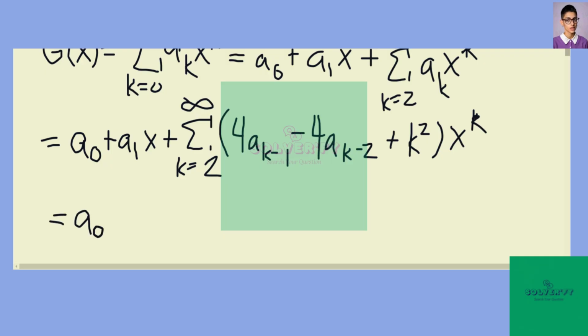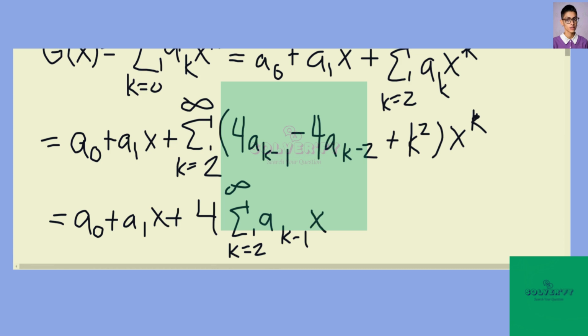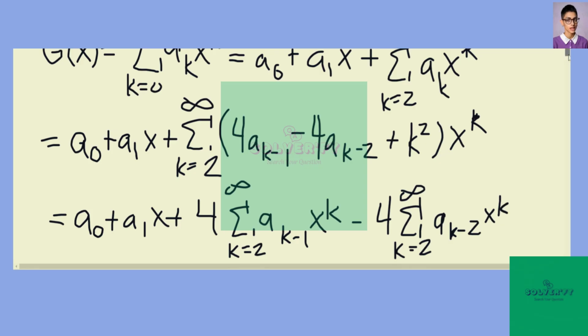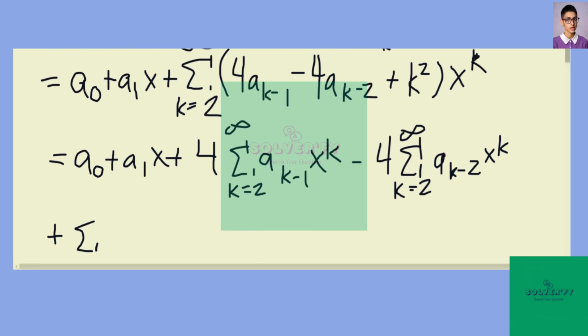And this is equal to a_0 + a_1 x + 4 times the sum from k = 2 to infinity of a_{k-1} x^k, minus 4 times the sum from k = 2 to infinity of a_{k-2} x^k, plus the sum from k = 2 to infinity of k^2 x^k.